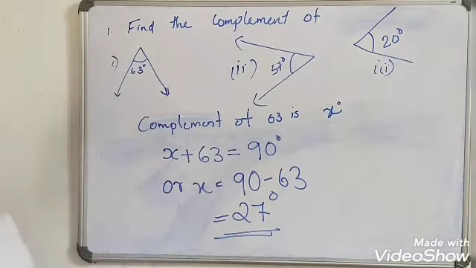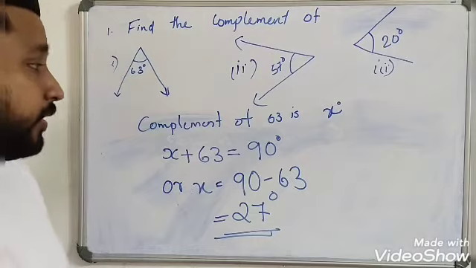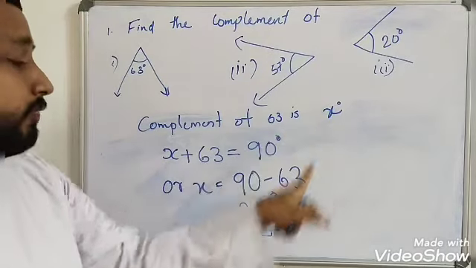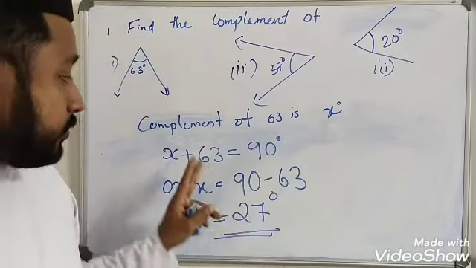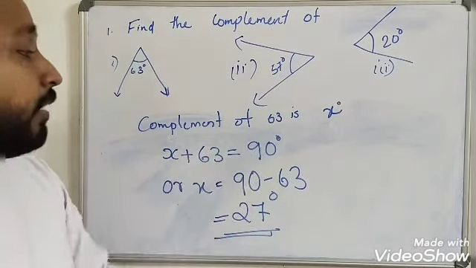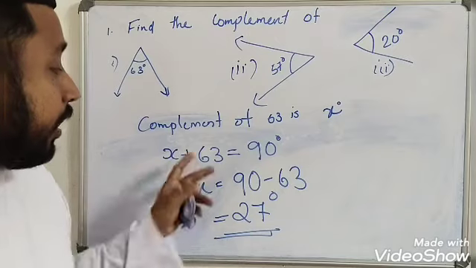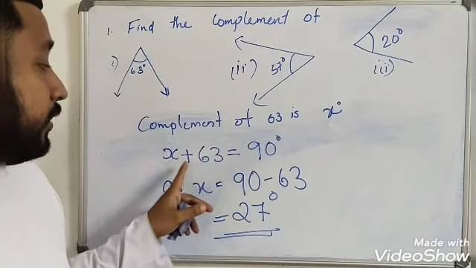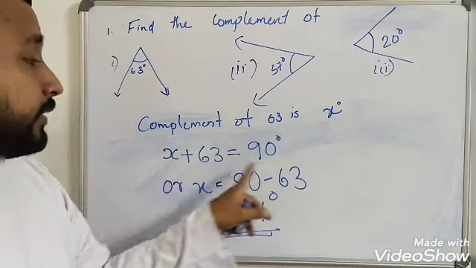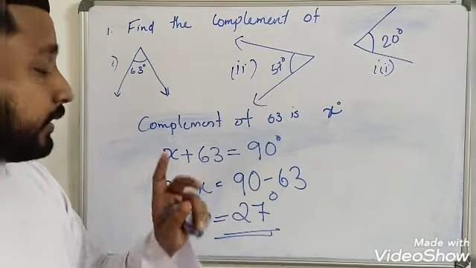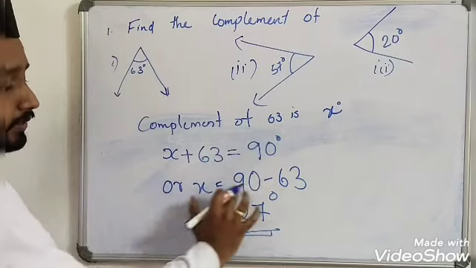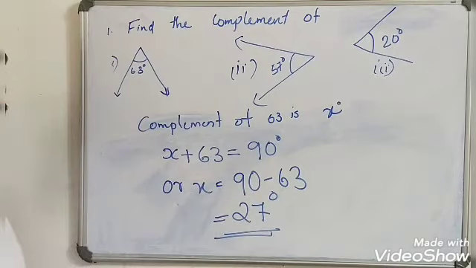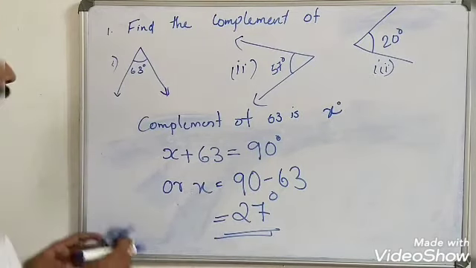So the sum is 90 degree. That is complementary angles. We have to find the complement, so we take x as the complement. Their sum, x plus 63, is equal to 90 degree. Then we know how to solve this equation. Transpose 63 to the RHS, plus 63 will become minus 63, or simply subtract 63 on both sides. Then we will get x is equal to 90 minus 63, which is equal to 27 degree.